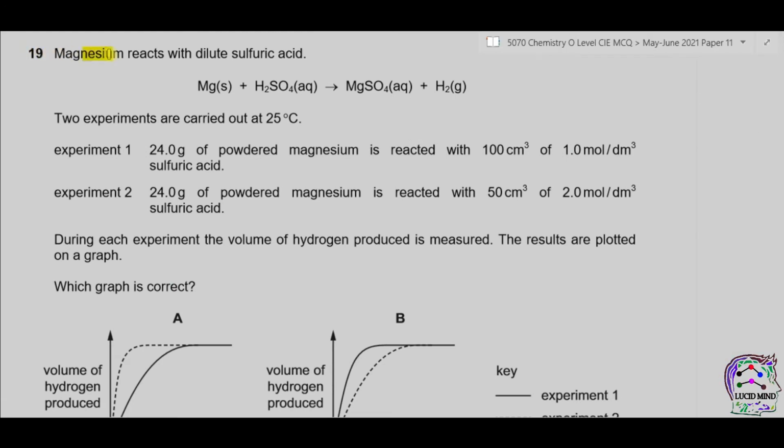Question 19. Magnesium reacts with dilute sulfuric acid. The reaction is given. Magnesium forms magnesium sulfate along with hydrogen gas. Two experiments are carried out at 25 degrees centigrade. The temperature is the same for both.